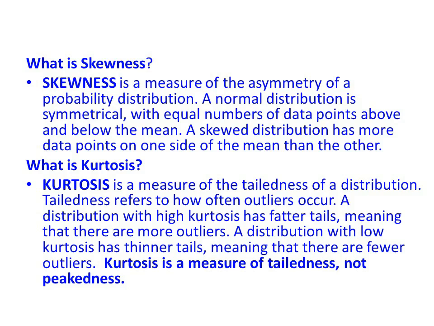What is kurtosis? Kurtosis is a measure of the tailedness of a distribution. Tailedness refers to how often outliers occur. A distribution with high kurtosis has fatter tails, meaning that there are more outliers. A distribution with low kurtosis has thinner tails, meaning that there are fewer outliers. Kurtosis is a measure of tailedness, not peakedness.